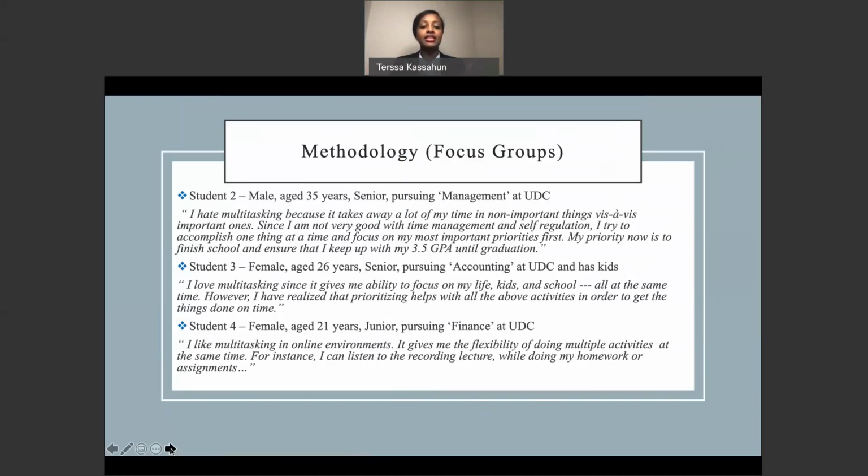The third student is a female, age 29, senior, pursuing accounting. She loves multitasking and it gives her the ability to focus on her kids and school at the same time. However, she has to prioritize things using self-directed learning. I'm not going to read the fourth one.